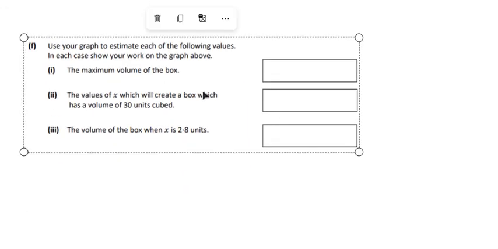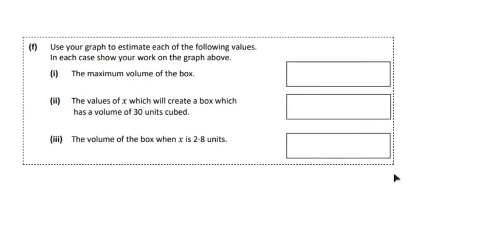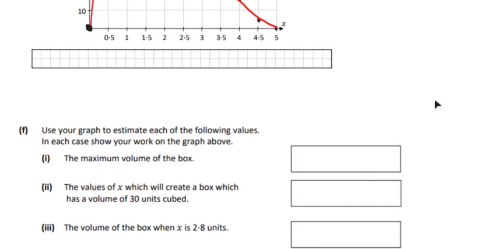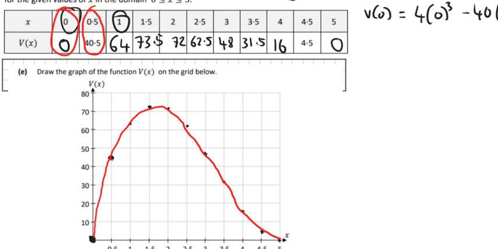Part F. So use your graph to estimate each of the following values. So the maximum volume of the box. For the maximum volume of the box, you're going to be looking up at the top of the graph. So you're basically looking around here, what's the highest that it gets up to. What you really should do as well, to be a really good idea, is to show your working on the graph. So if you use a ruler there, kind of go across like this, you're just showing the examiner exactly what you're doing. So it's up to yourself really.